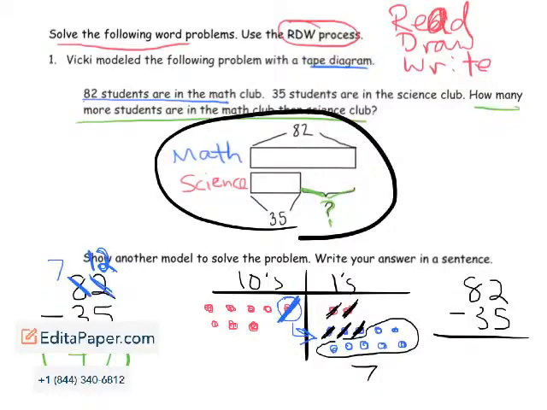And then it says to subtract 3 10s. So 1, 2, 3, and that leaves us with 4 10s. So that's a second way. There's a couple of ways that we could have modeled this problem, although the tape diagram is probably what would have come to my mind at first.